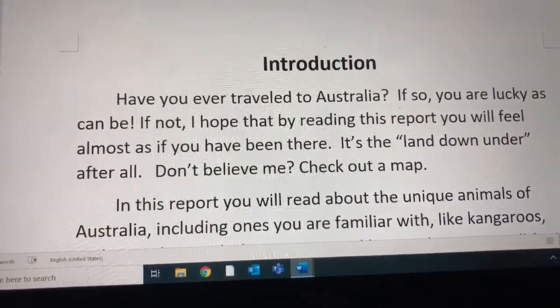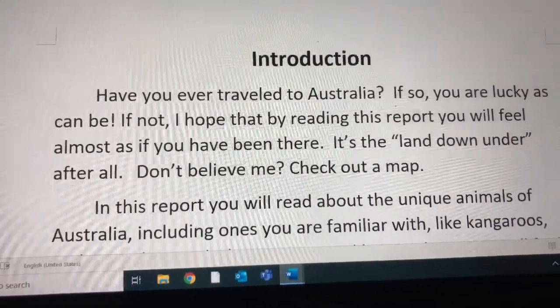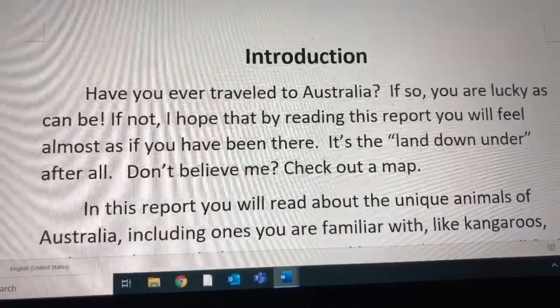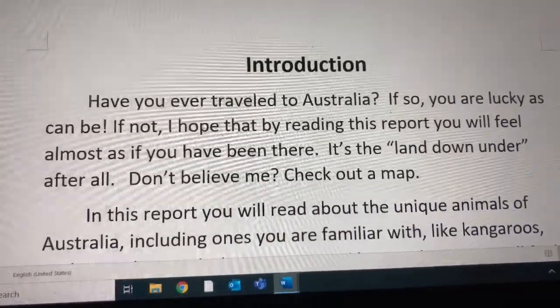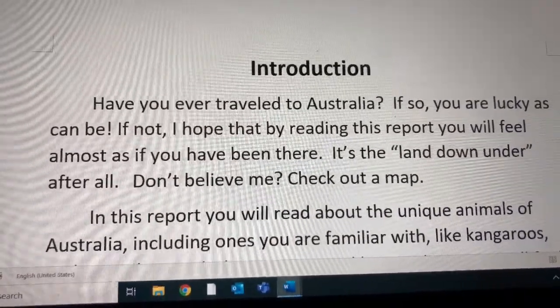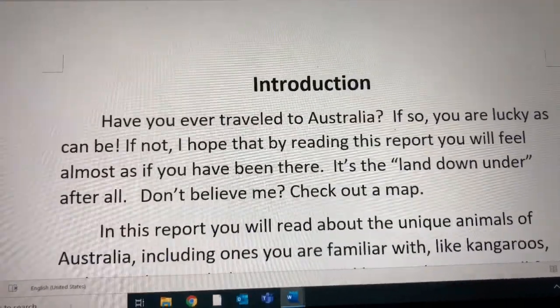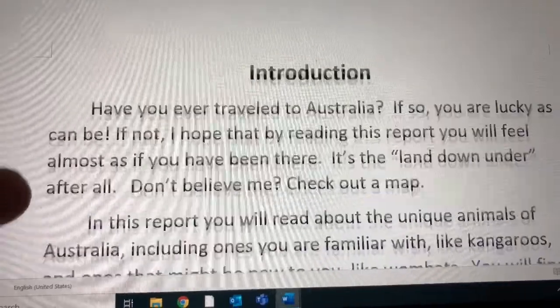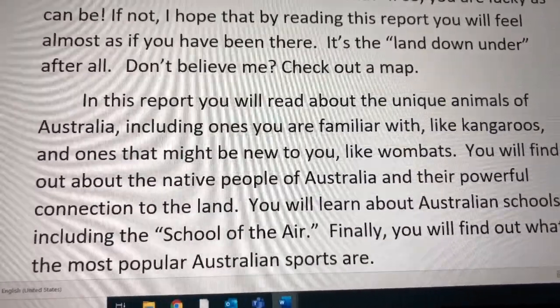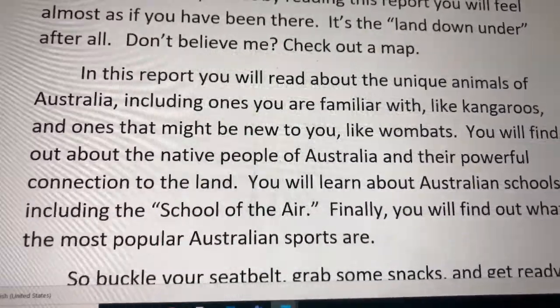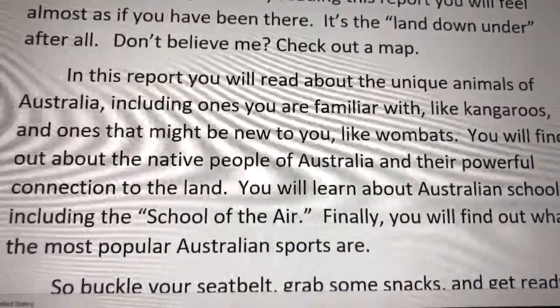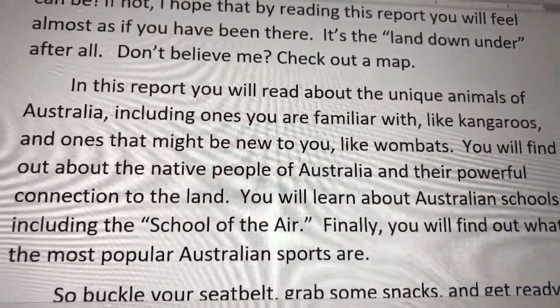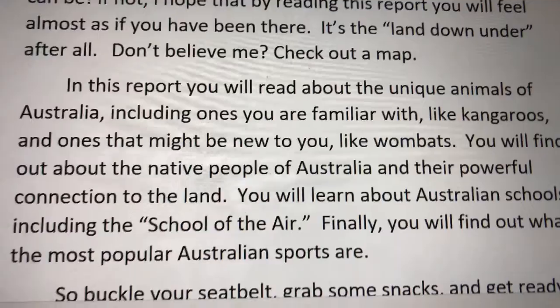So here's my introduction. Have you ever traveled to Australia? If so, you are lucky as can be. If not, I hope that by reading this report, you'll feel almost as if you've been there. It's the land down under, after all. Don't believe me? Check out a map. In this report, you will read about the unique animals of Australia, including ones you are familiar with, like kangaroos, and ones that might be new to you, like wombats.